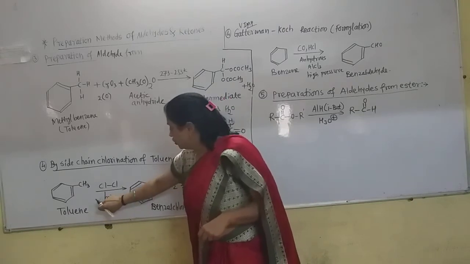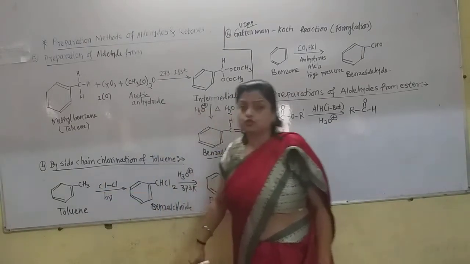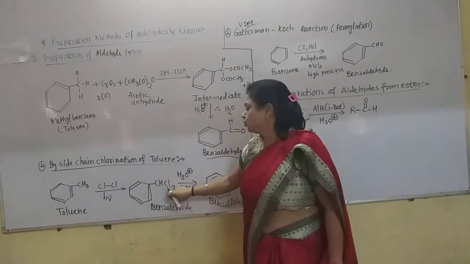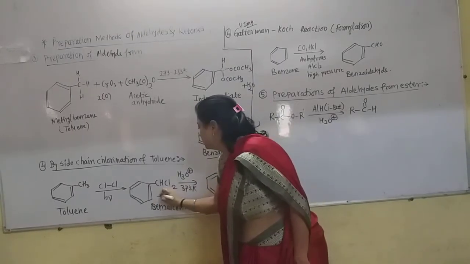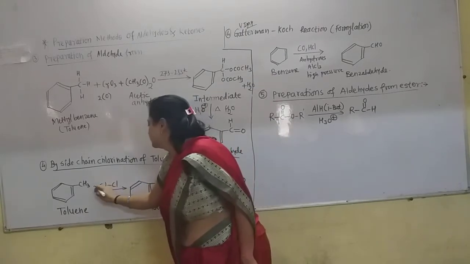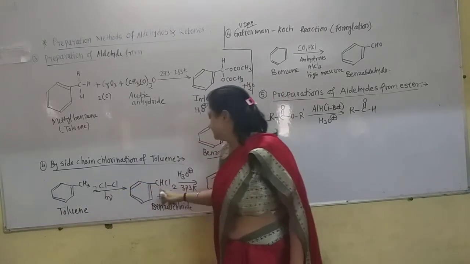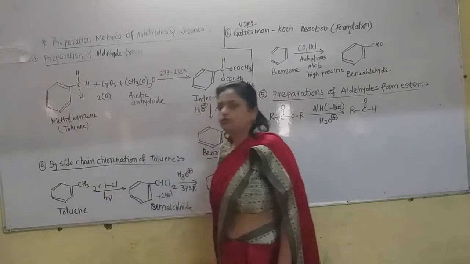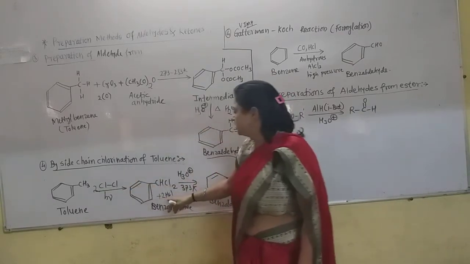So toluene on chlorination: first, two of the hydrogen atoms of the methyl group get replaced by two chlorine atoms. The two hydrogens and two chlorines form twice HCl, which is not shown here, as the byproduct. Suppose these are two chlorine molecules: from them, one molecule is added, and the remaining chlorine replaces the hydrogen, and that hydrogen and chlorine form twice HCl.